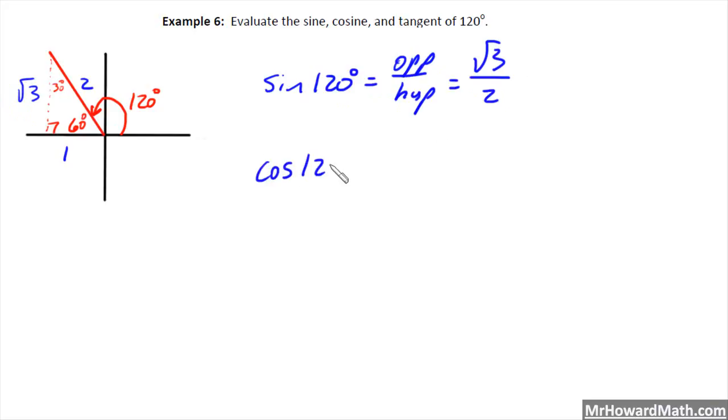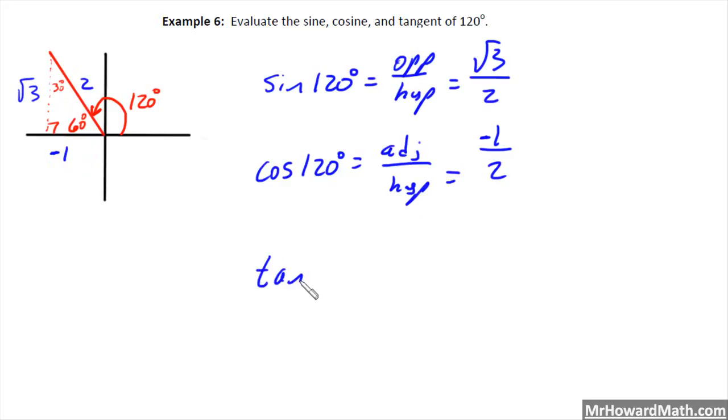Cosine of 120 degrees is adjacent over hypotenuse, and in our special triangle, from the 60-degree angle, the adjacent side is 1, this one, and the hypotenuse is 2, and there's one change we need to make here. Because it's in quadrant 2, the x-coordinate must be negative, so I need to make that negative. So cosine of 120 is negative 1/2. If you said positive 1/2, that would be wrong.